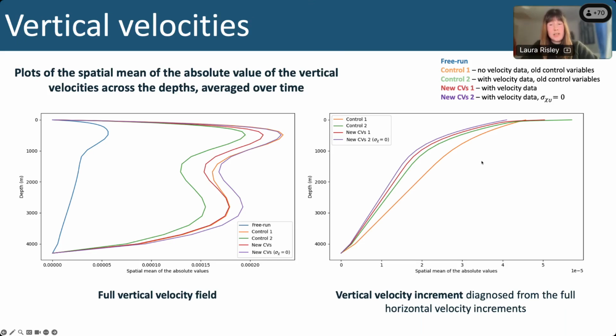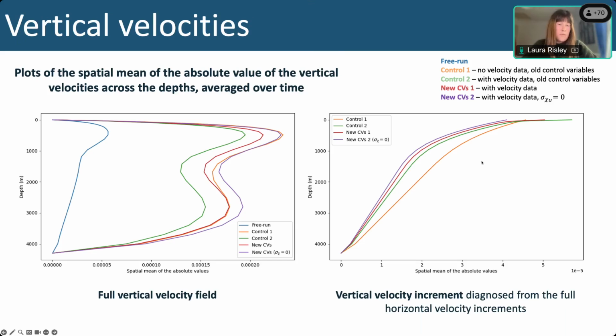Unfortunately, the addition of our new control variables, especially with the ageostrophic velocity potential part removed in our purple line, has not reduced these vertical velocities at all. So our next step, we thought, looking at the diagnosed vertical velocity increments.